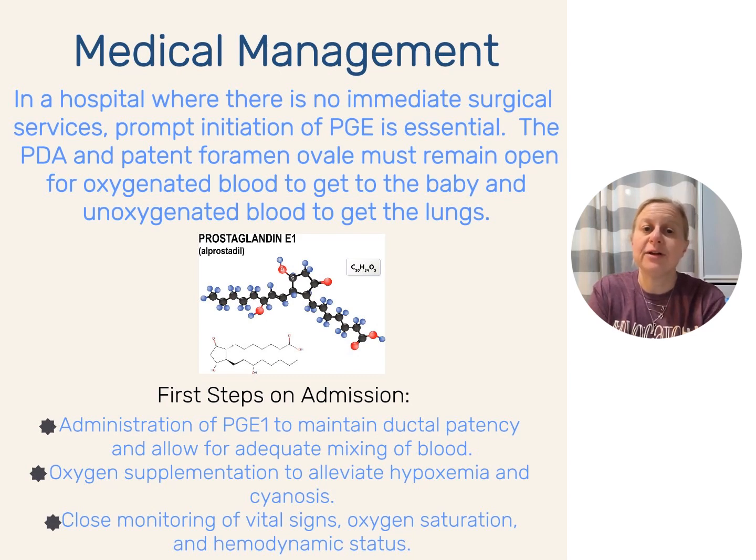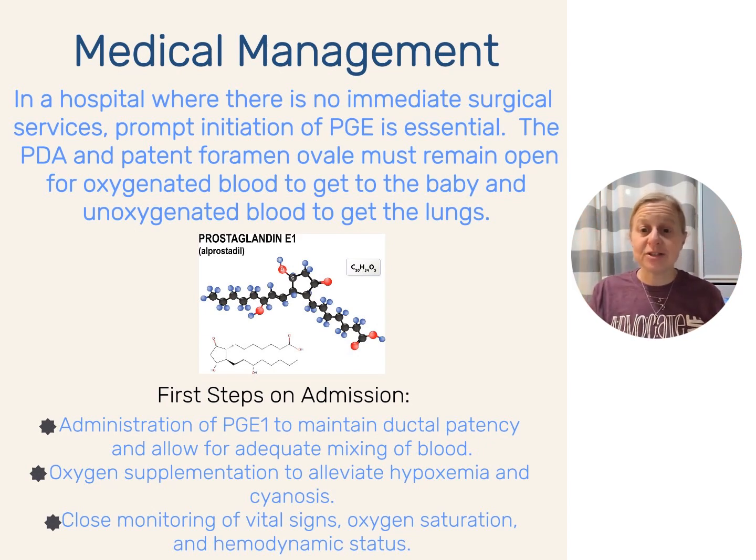so that oxygenated blood can still get to the baby, and unoxygenated blood, also blood that's full of waste, can get to the lungs. Remember, the number one way that we as human beings get rid of our CO2 is by exhalation. So we have to be able to get the CO2 into the lungs in order to exhale it out. Let's do it together. Exhale out our CO2.